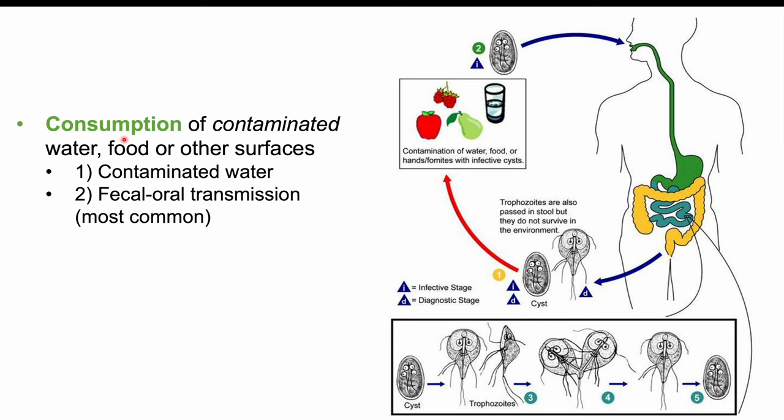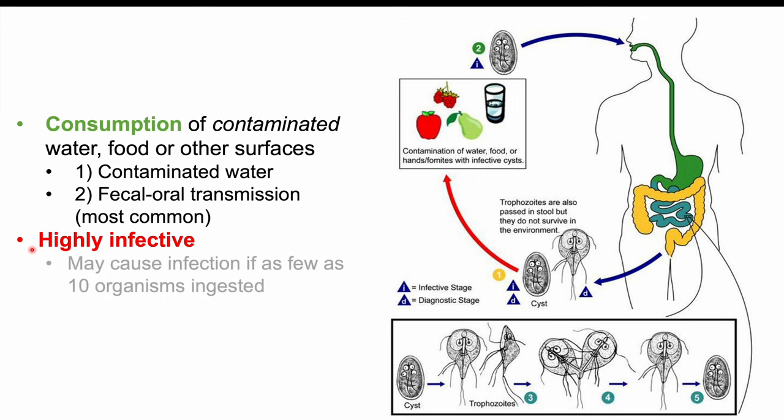So contaminated water is one, and with human-to-human transmission, we can see fecal-oral transmission. So this is actually going to be the most common. In daycare centers, for instance, if one child has Giardiasis, they can often spread this protozoa to other children through a fecal-oral transmission route. And this is a highly infective organism. It's been estimated that it may cause infection if as few as 10 organisms are ingested. So this is a reason why we can see outbreaks in institutionalized settings.